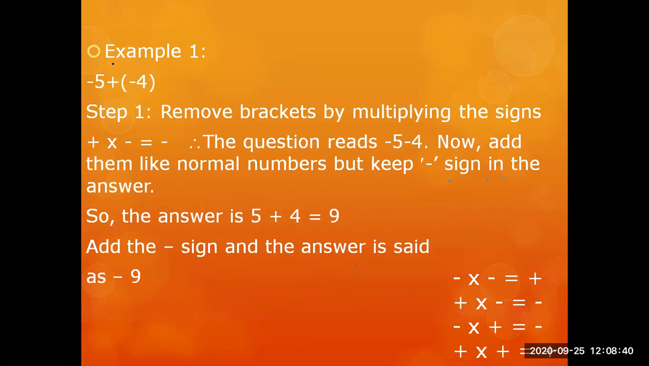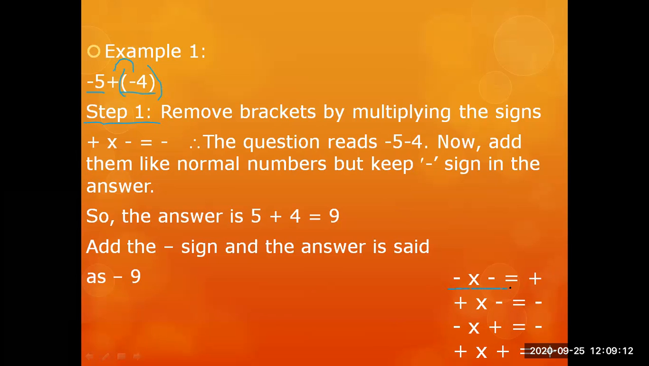So, the first example they have given is minus 5 plus of minus 4. So, the first step you need to do is to get rid of the brackets. So, to remove the brackets, you need to multiply the signs. So, we have plus and minus. Let's go through the multiplying things.